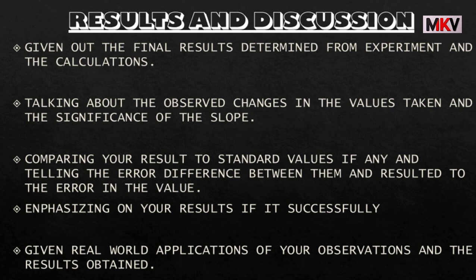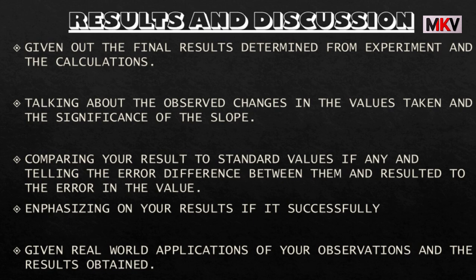So finding out your final report, you tell us what the results were, then you tell us the observations, the things you observed in your values taken, and if those observations are relevant to your theory. If those observations are relevant to your theory, you tell us about that. Then also you tell us about the significance of the slope. It should also be included in the results and discussion.